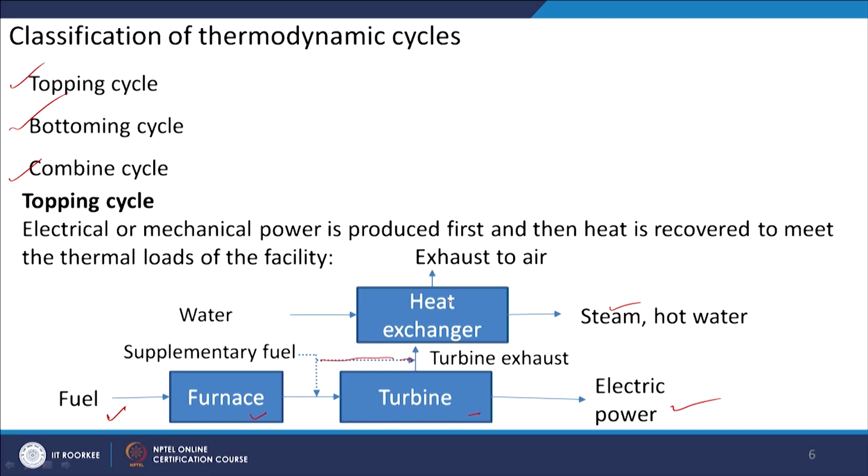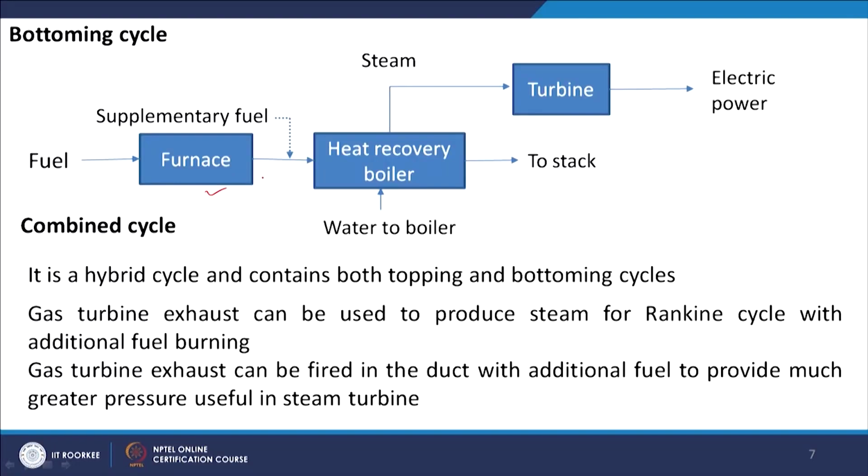So, in this case at first we get mechanical energy, then heat recovery. That is why it is called a topping cycle. But for the bottoming cycle, we produce heat first, then heat recovery takes place first, and we use water to produce steam and then the turbine, then electricity.